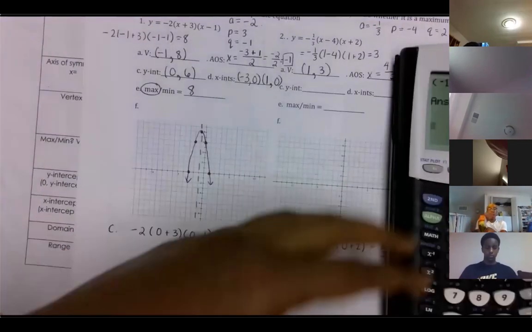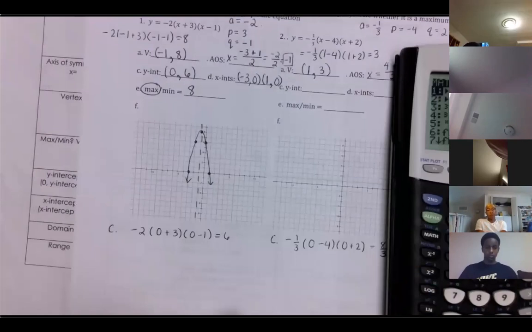Once you get your nasty decimal, you hit math. Then you hit 1 for fraction.